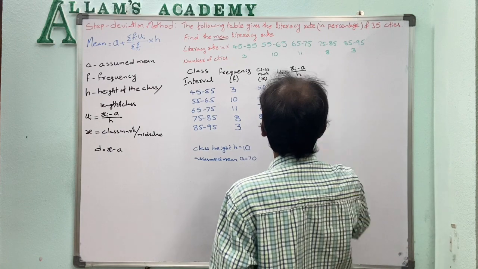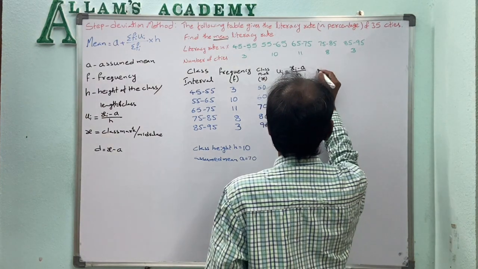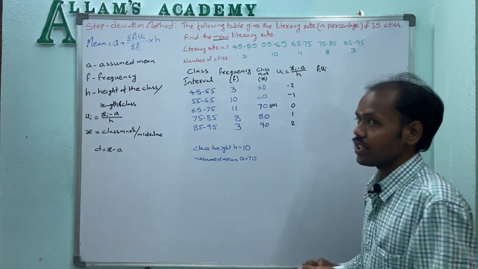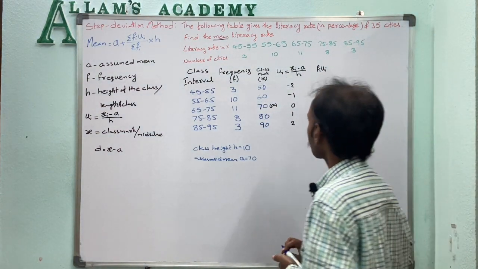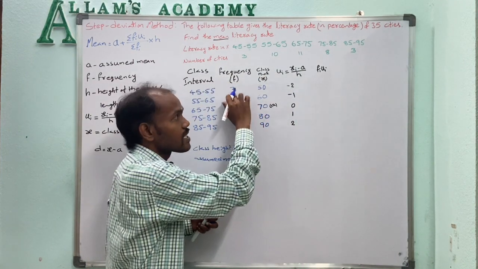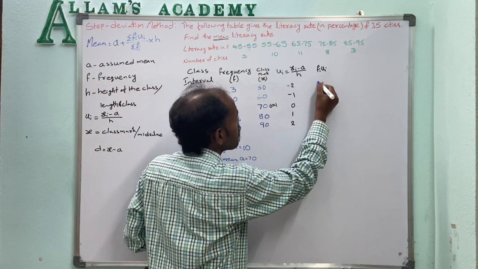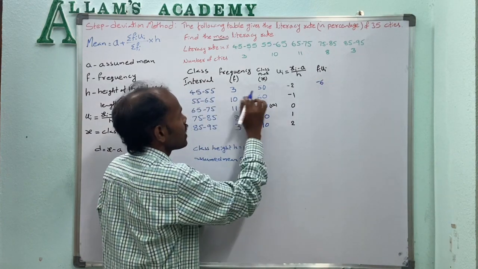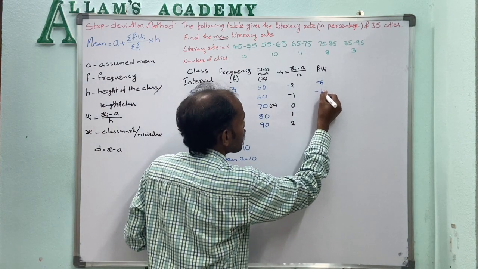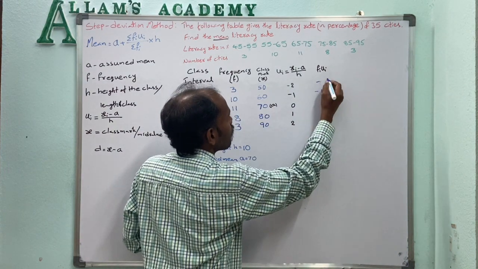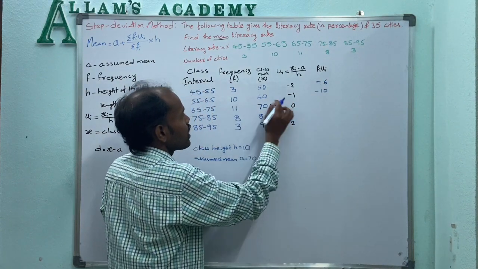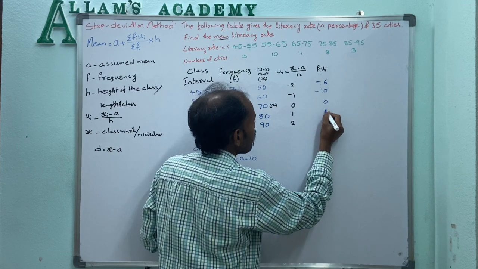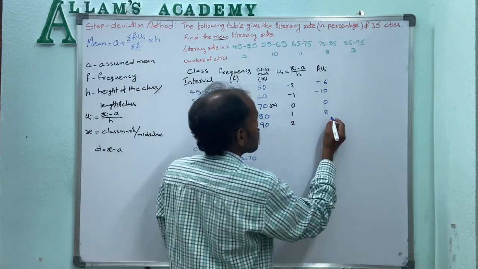Now we find the fi ui values, the product of fi and ui. The f value 3, its corresponding ui is minus 2, so 3 times minus 2 is minus 6. 10 into minus 1 is minus 10. 11 into 0 is 0. 8 times 1 is 8. 3 times 2 is 6.